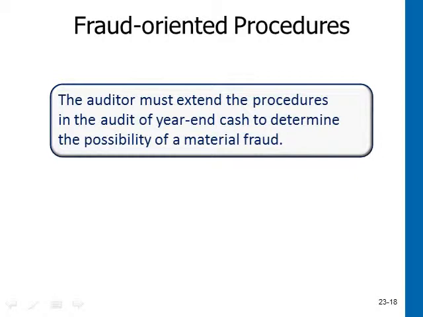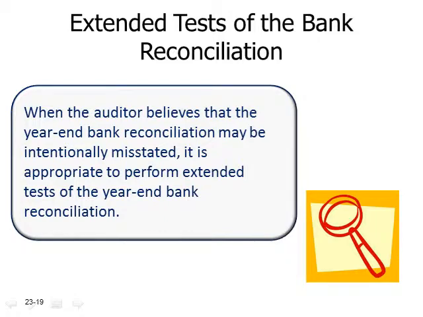And so a major consideration in the audit of the general cash balance is the possibility of fraud. That's why we must extend procedures in the audit of year-end cash to determine the possibility of a material fraud. The extended procedures verify whether all transactions included in the journal for the last month of the year were correctly included in or excluded from the bank reconciliation, and verify whether all items in the bank reconciliation were correctly included.